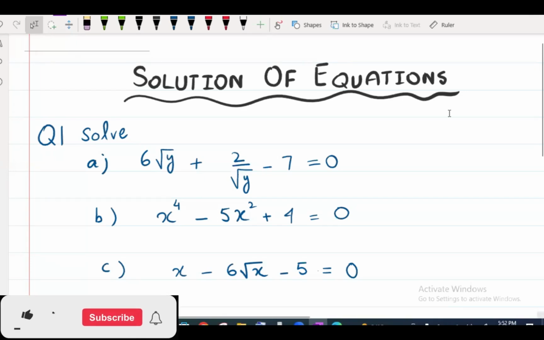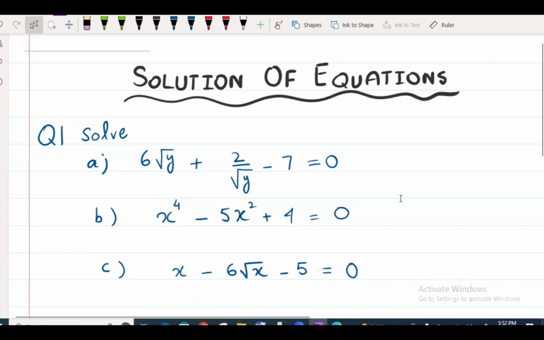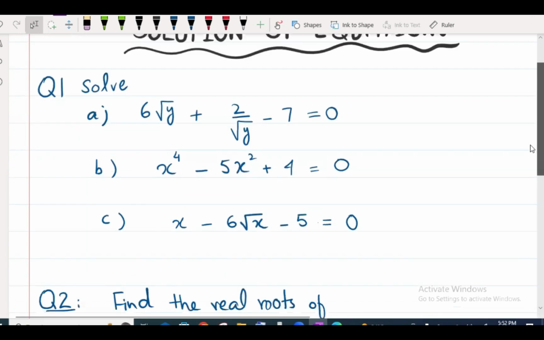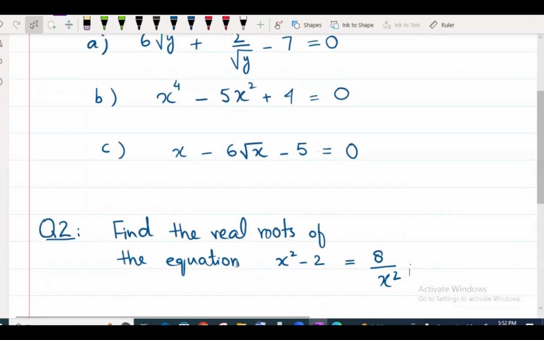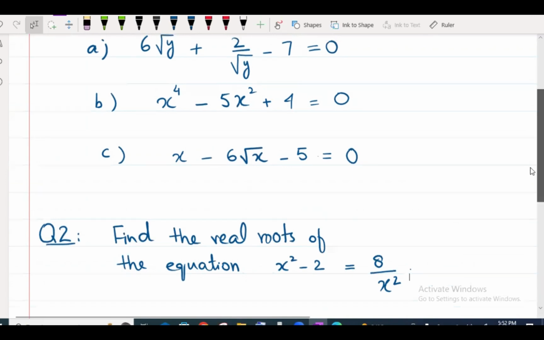Okay, in this lesson, I'm going to explain how to solve these type of equations because you face these type of equation in A level and A level also, right? So I will explain in this lesson question number one, how to solve these type of equation, and question number two, find the real roots of the equation x square minus 2 equals to 8 over x square. Now I'm going to start from question number one, part A.